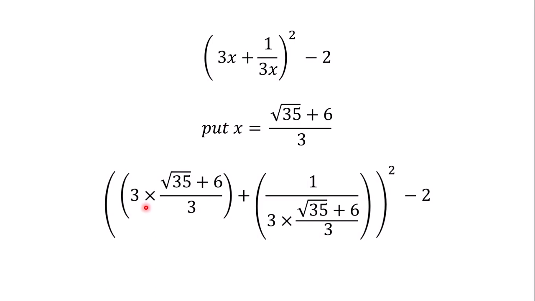Good. Now here is 3x. So when you come here, it's going to be 3x times the whole of this one, that is square root of 35 plus 6 divided by 3. Now when you look at this, you can see that this 3 and this 3 will go away, and then when you come here, the same thing applies. That here is 3x. So when you put this one there, this is how it's going to look. That is 3 times square root of 35 plus 6 divided by 3. So this and this will cancel out, and we are left with square root of 35 plus 6 all raised to the power 2 minus 2.